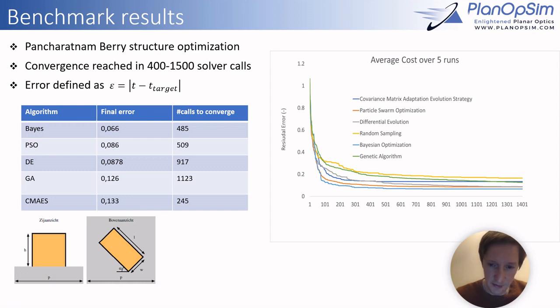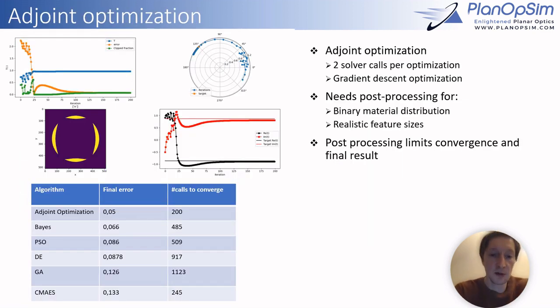Another important algorithm that is widely used is the adjoint optimization method. The adjoint optimization method does not start from a parametrized structure, but rather produces a gradient, which can then be used in a simple gradient descent algorithm to get closer and closer to the target function.